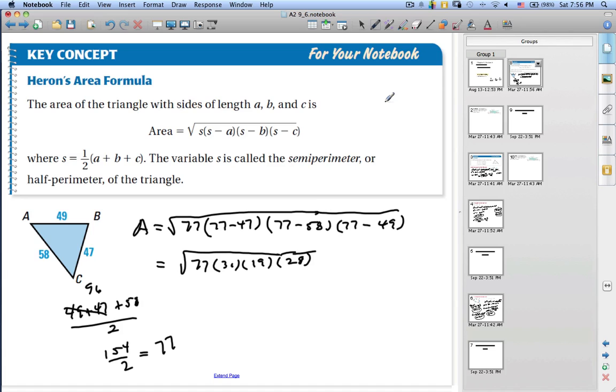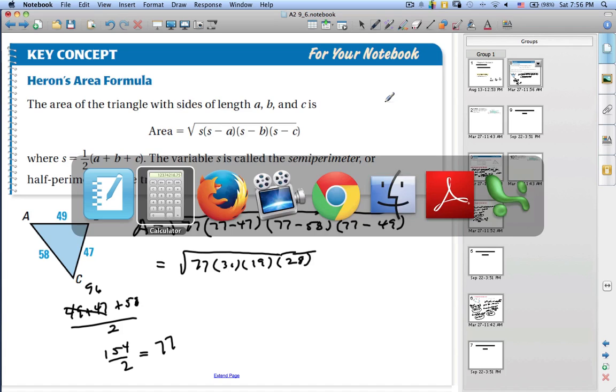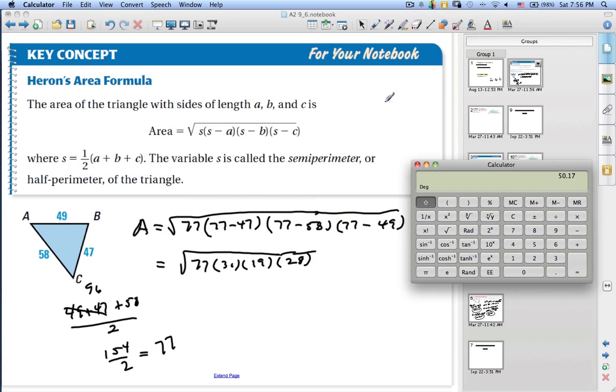Okay, and now I'm going to go ahead and pull out my calculator, multiply these guys together, and take the square root. So I'll have 77 times 30 times 19 times 28 equals, and I take the square root, and so my area is going to be 1108.57.